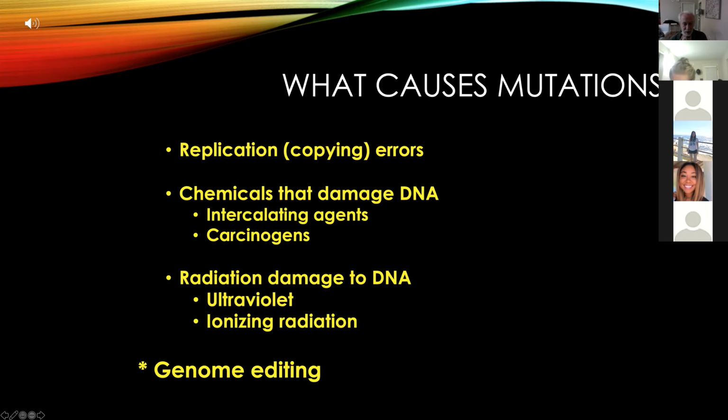There are certain chemicals that damage DNA, such as intercalating agents. These are small molecules that insert themselves into the nucleotide chain. And there are carcinogens. And there's radiation damage to DNA. If we go out in the sunlight, where we get a dose of UV radiation, that can cause mutations. And of course, ionizing radiation is even more mutagenic.